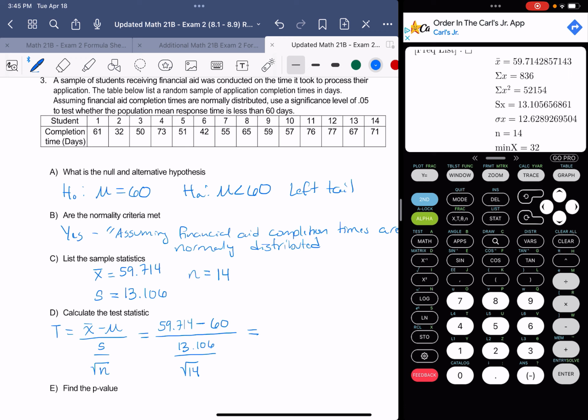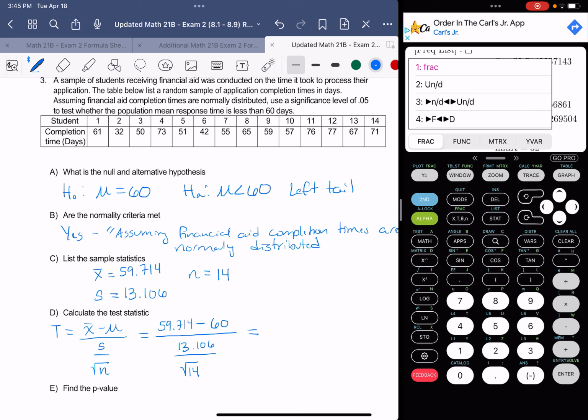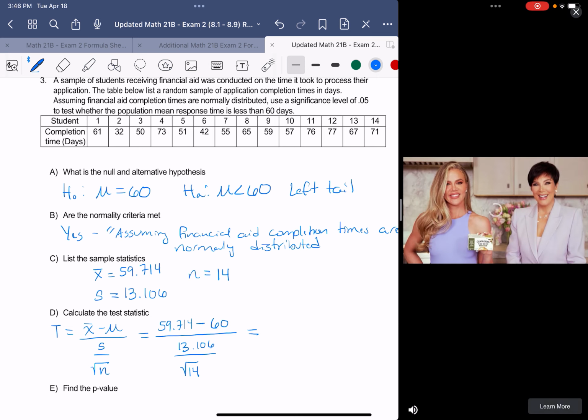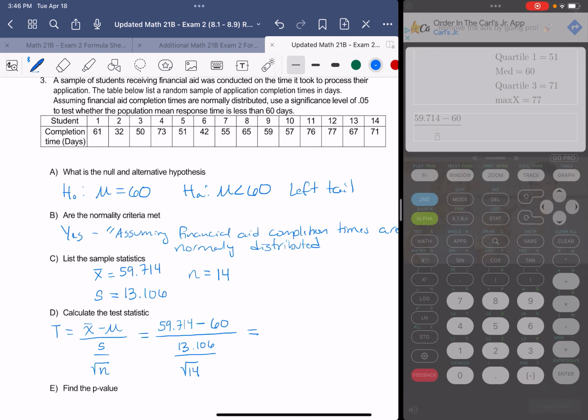I'm going to plug this into my calculator. I have to do a fraction. So fraction 59.714 minus 60 over, and then you have another fraction. Be careful.